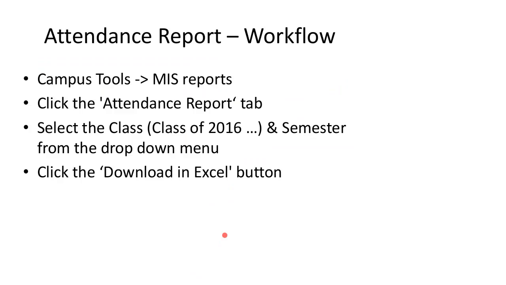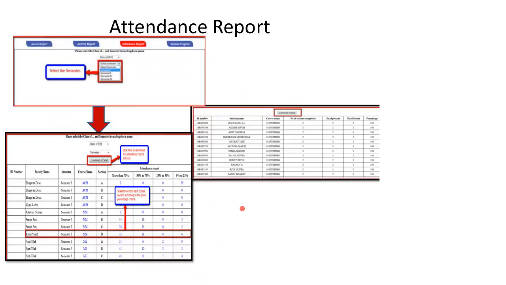And attendance report. Again, we have this attendance report tab under MIS reports. They go to class of 2016 or 15 and click the semester required and download this report. Here in attendance report, we also have the option of student-wise report. Say, for example, if I, as a campus head or academic coordinator, choose a semester, I can view each faculty and their courses.